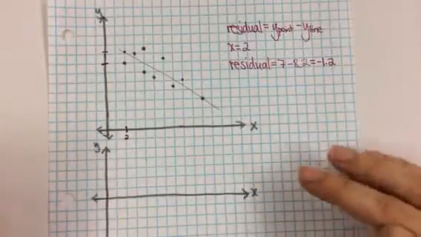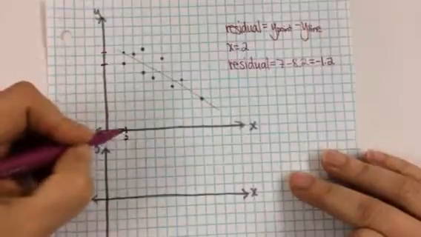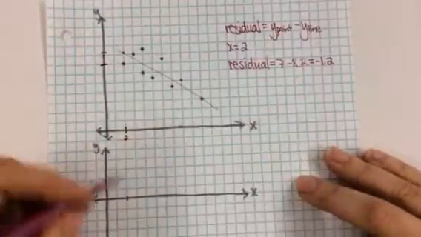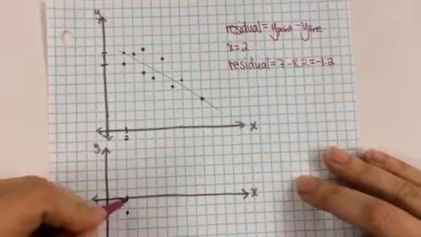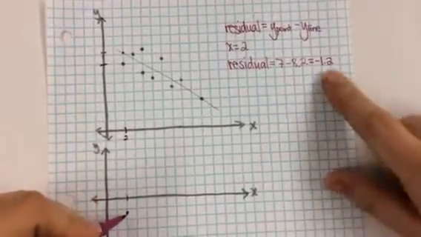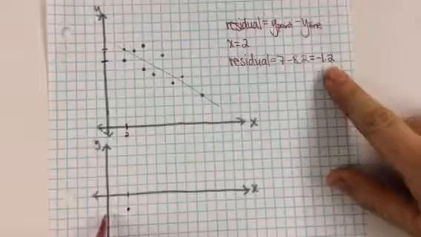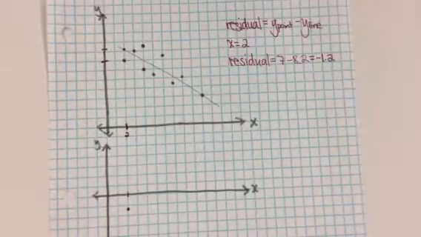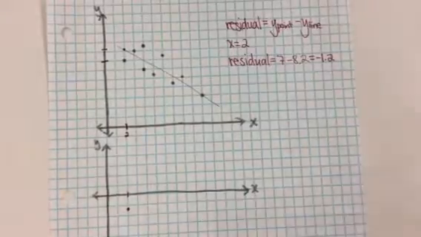And when I make a residual plot, the x value is still 2, but now I plot the negative 1.2. So something like this. For x equals 2, the residual is negative 1.2. So somewhere at negative 1, slightly below. Okay, so let me show you another one. I'll turn it into a different color.